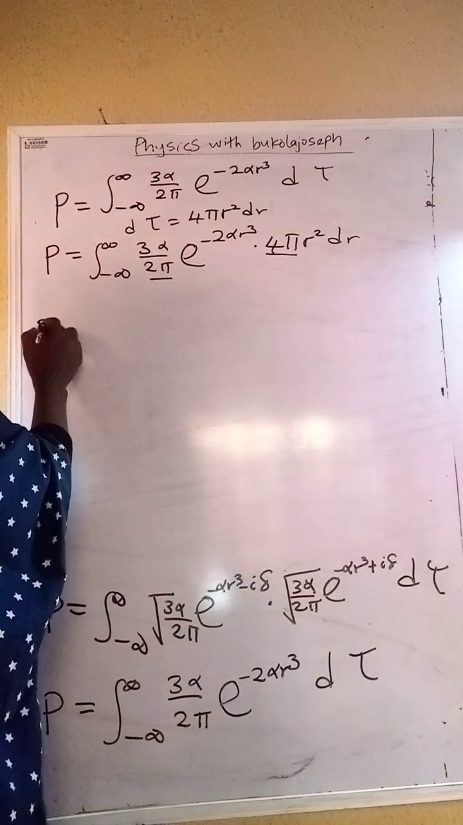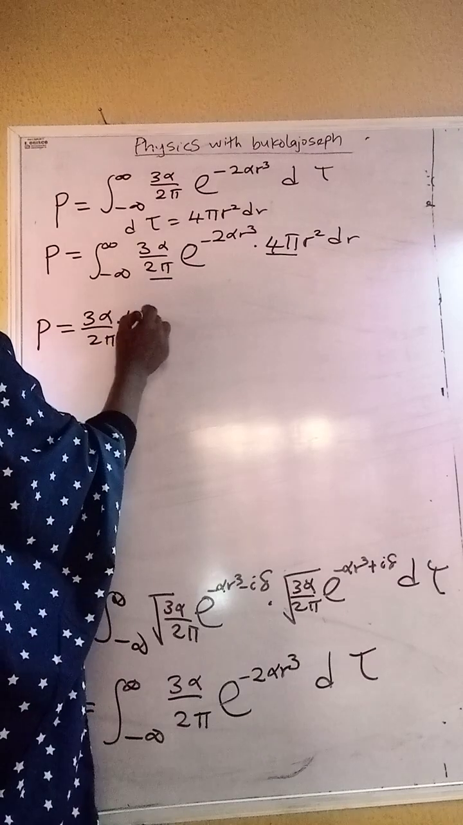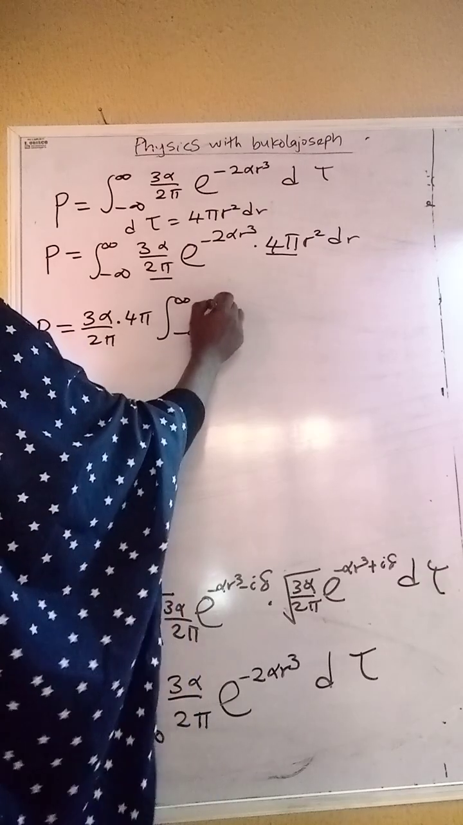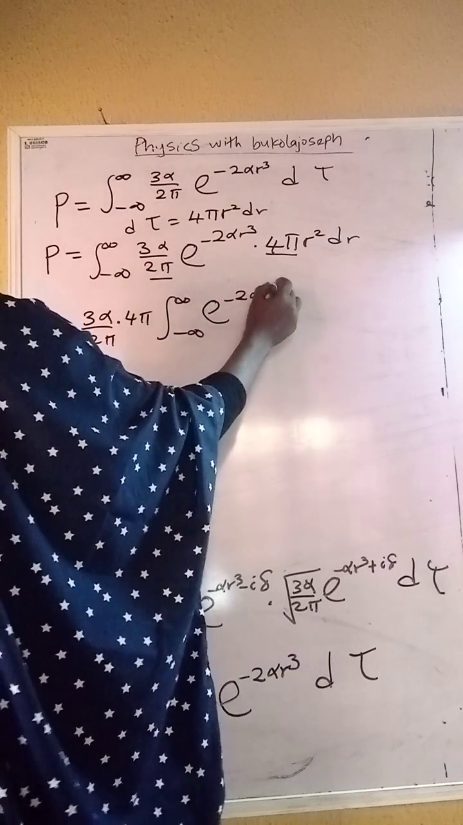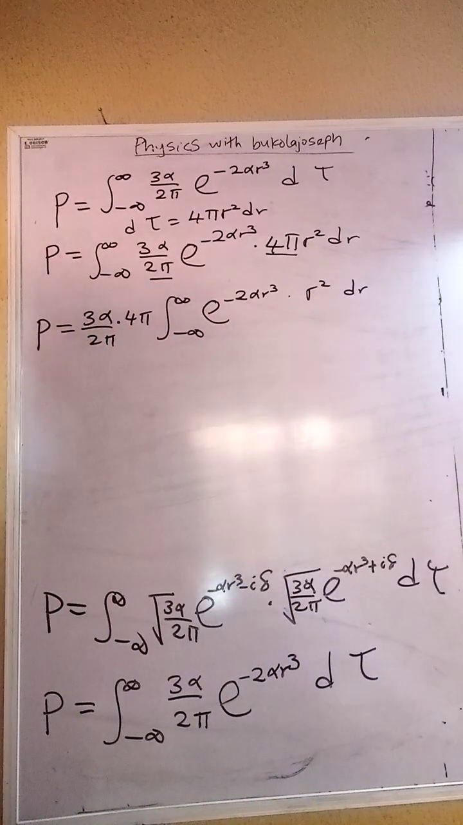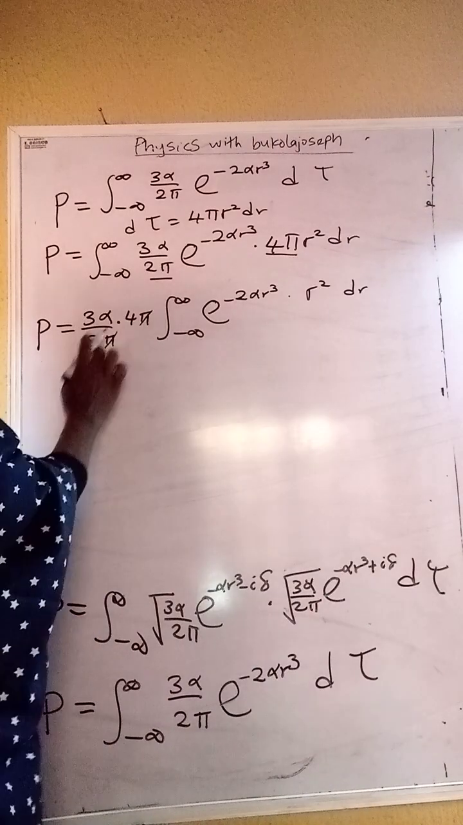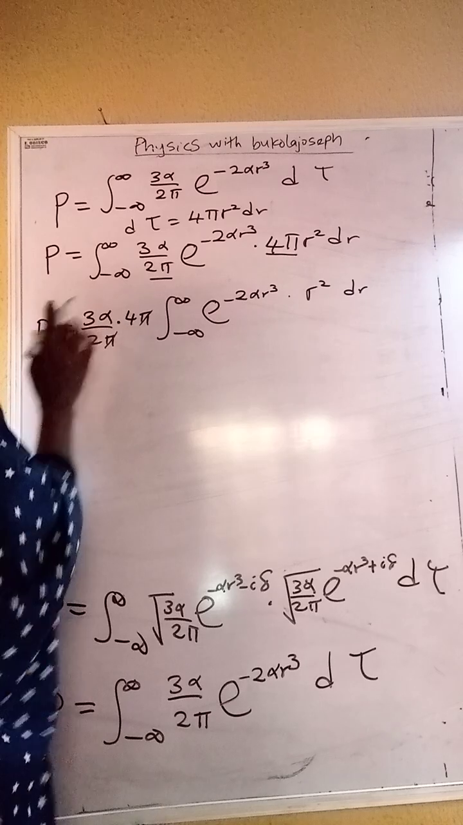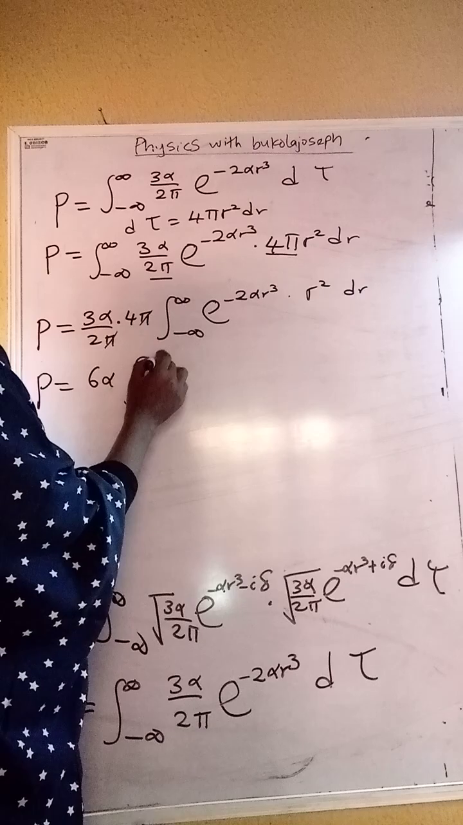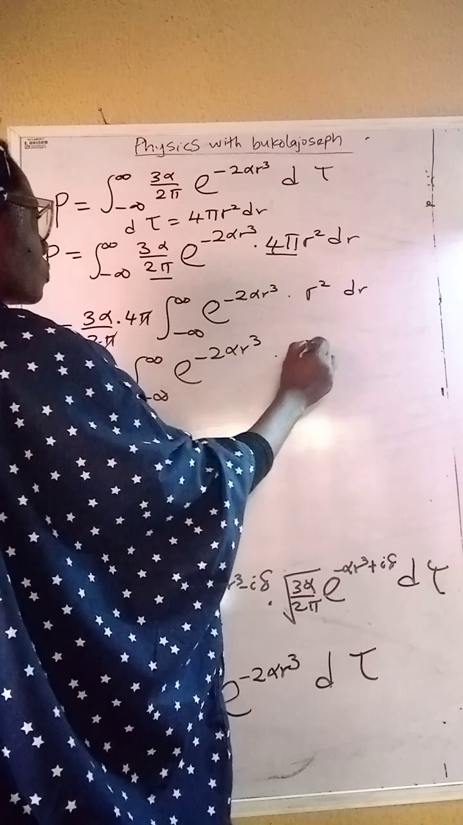Okay, so we have p is equal to 3 alpha over 2 pi times 4 pi. We are bringing this to this side, so we'll be left with exponential minus 2 alpha r cubed dot r squared dr. If we simplify this, pi will cancel pi, the 2 here will give us 2, and 2 times 3 will give us 6. So we have p is equal to 6 alpha, minus infinity to infinity, exponential minus 2 alpha r cubed dot r squared dr.